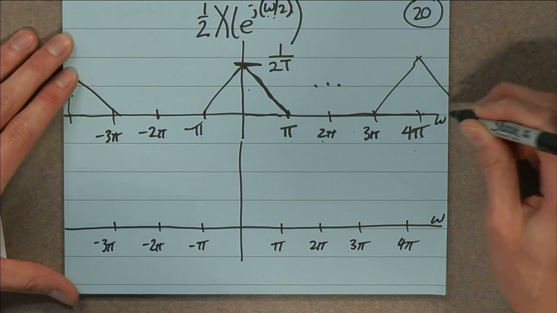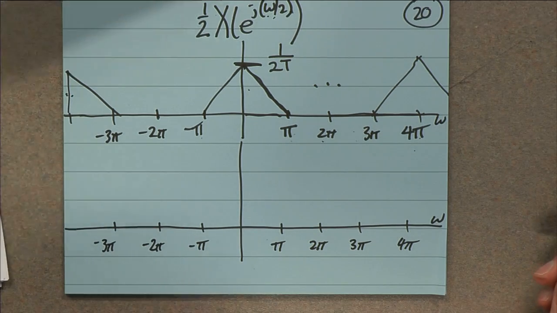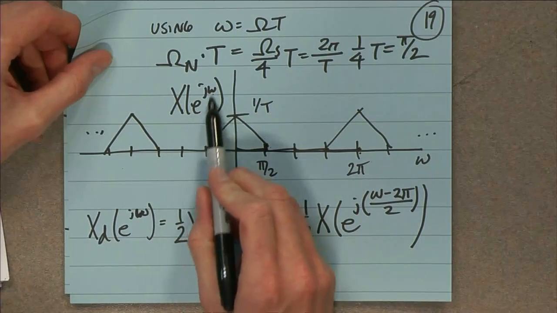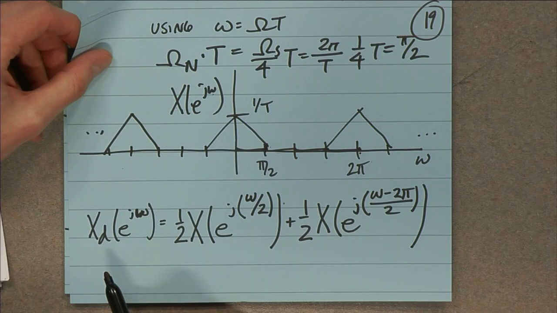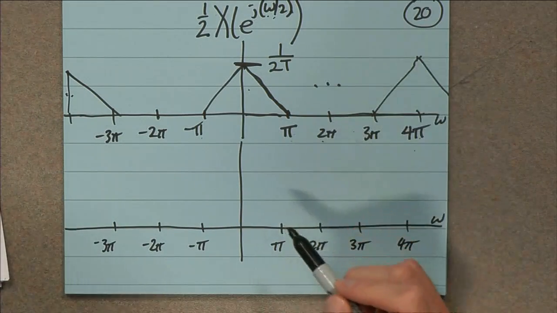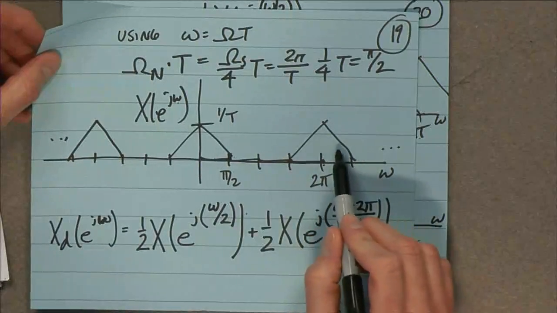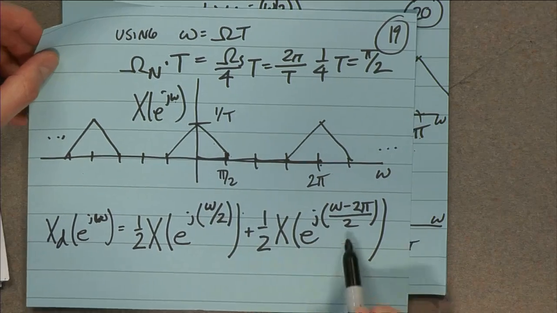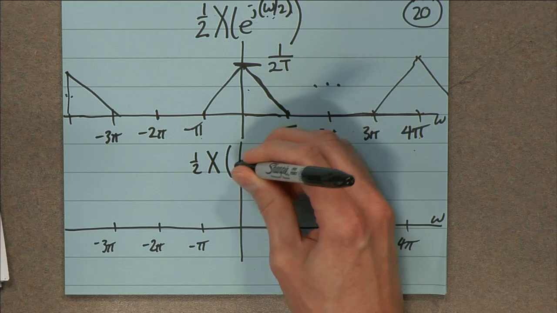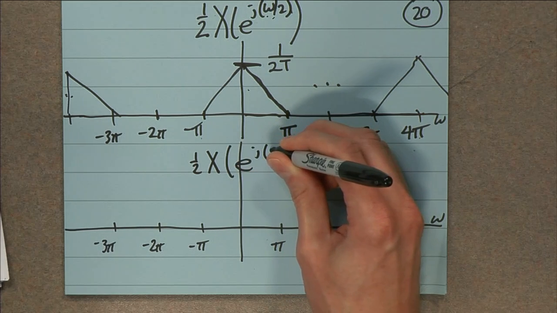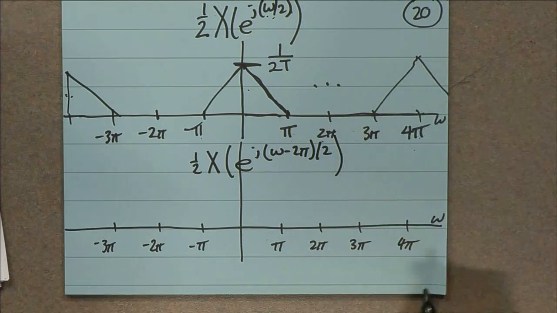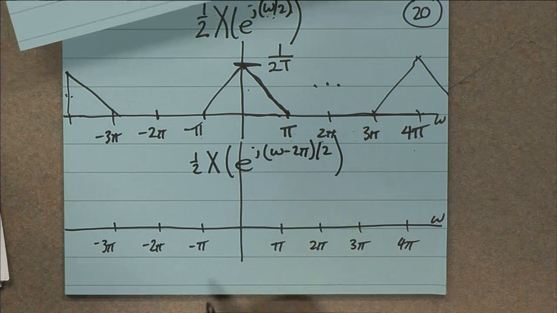I think the easiest way to do this is to always have in your back pocket, when you're trying to look at these and carefully work through it, this X(e^jω). Because then you can always apply the argument, whatever this is, into the formula, and you'd better get something that lies on here. So let's do that. This is what? This is 1/2 X(e^j(ω minus 2 pi)/2). So this one is more complicated.